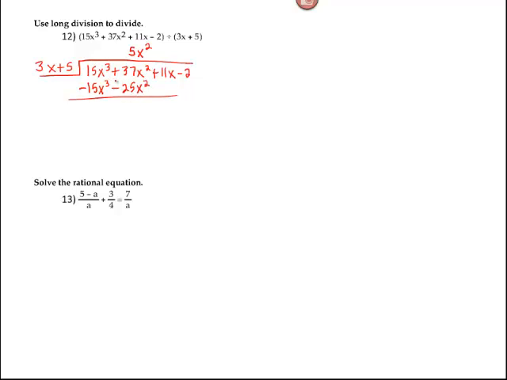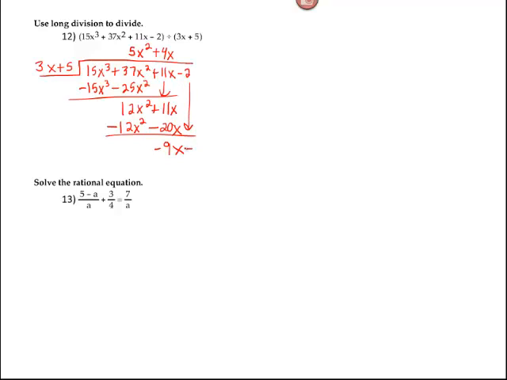So that gives you 37x squared minus 25x squared, which is 12x squared. Drop down the 11x, and then we start over. So what do I multiply 3x by to get 12x squared? Multiply it by 4x. So then we multiply and subtract. 5 times 4x is 20x, and subtract. 11x minus 20x is negative 9x.